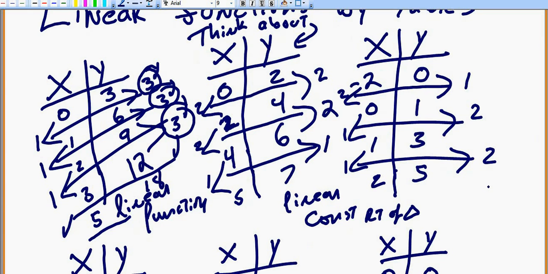Well, let's see. If we go 2 spaces, we've gone 1 space over here, which means if we went half the distance, we should have only actually gone a half a space, right? For this to be linear. So this is not linear. Not linear.